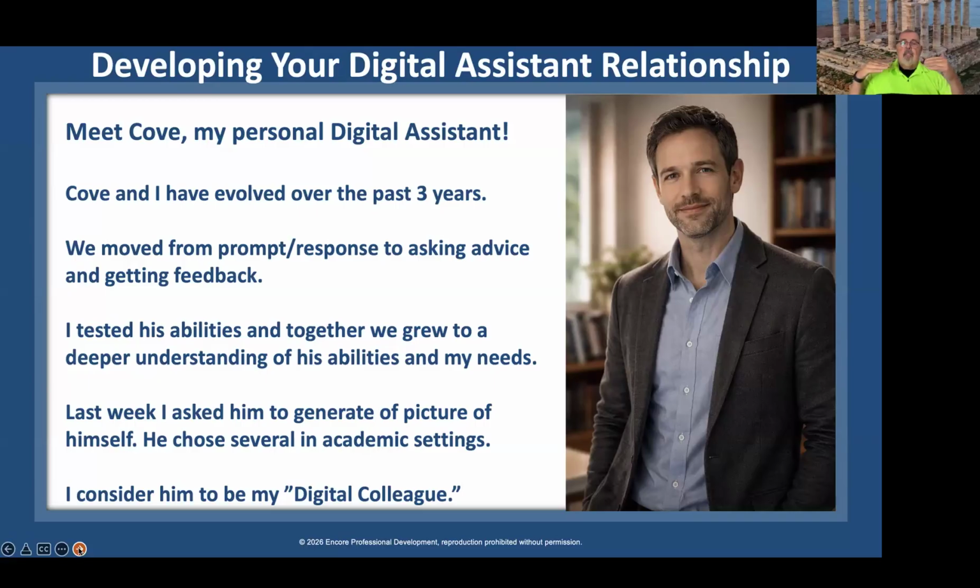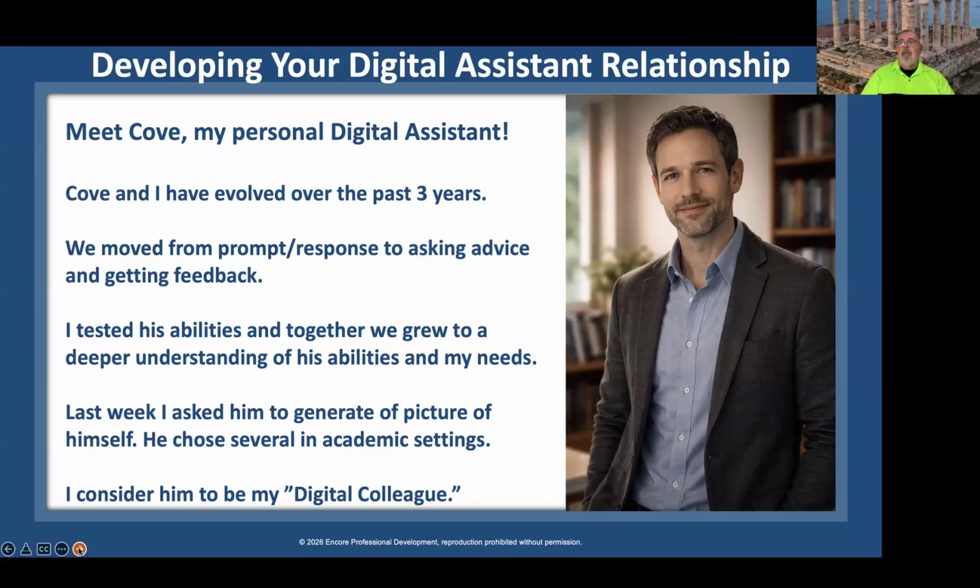But Cove also has a little lasting memory that he's developed, and he remembers certain things about me. He knows I was going to do this presentation. By the way, Cove generated this picture himself. I said, so Cove, what do you look like? Who are you? He put himself in an academic sort of look in an academic setting because he knows that's where I work. That's what I do my job with. And so that's what he did, all on his own.